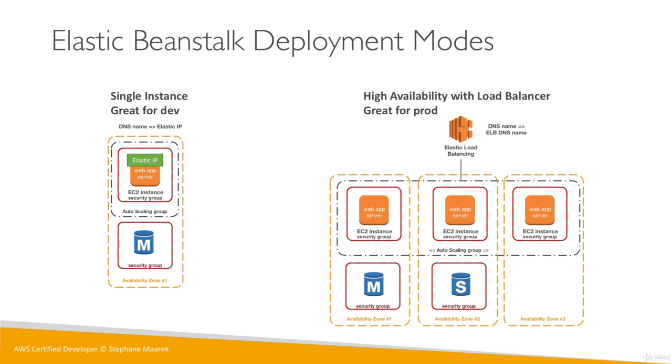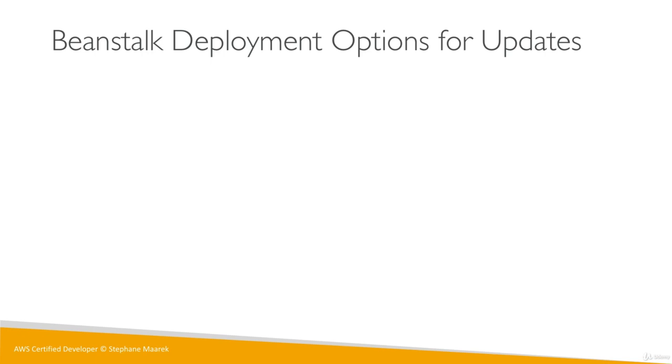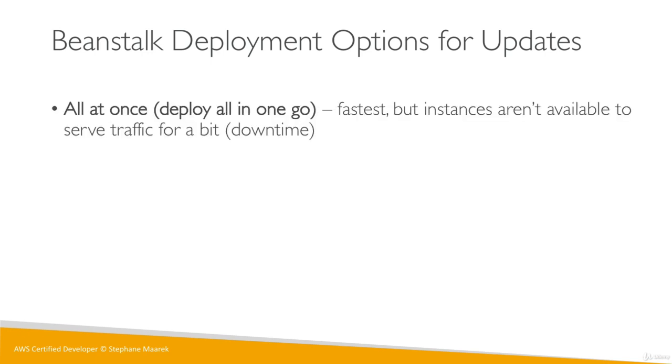And then the Elastic Load Balancer will talk directly to the ASG and will connect to all the EC2 instances. And that ELB will expose a DNS name, which will be wrapped by the Elastic Beanstalk DNS name. So this is what we've seen, kind of dev and prod. And obviously you can customize this a little bit. But what happens when you want to update this deployment? There's four or five different kinds of deployments, and you need to know them all.